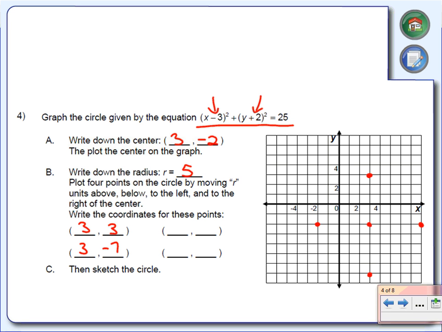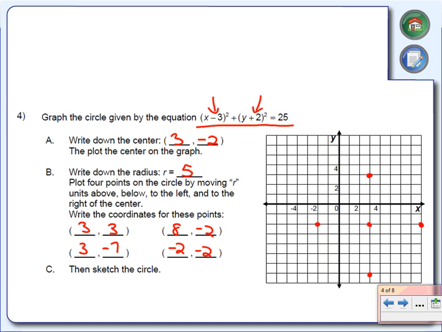3, negative 7. What about this one to the right of our center? That one out to the right. What is it? 8, negative 2. And this other one that we have over here to the left, that ordered pair is negative 2, negative 2. So these are the 4 ordered pairs that we've plotted.